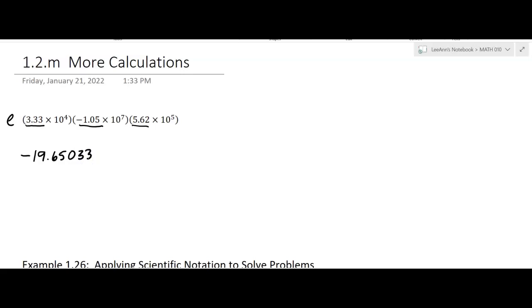Okay. Now what about the powers of 10? I've got 4, 7, and 5. They're all positive. So that's going to be what? 16, times 10 to the 16th. But that 19, the absolute value, 19 is not between 1 and 10. So I'll have to make it negative 1.9650033 times 10 to the, okay, now which way do you think it is?